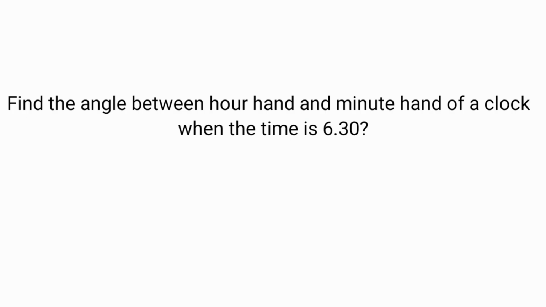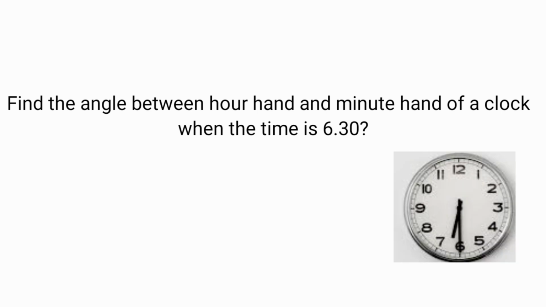So let's get started. Our first question is, find the angle between hour hand and minute hand when the time is 6:30. You can solve this question in just 1 or 2 seconds. So I will explain to you the shortcut. At 6:30, we know that both the hands of the clock, that is hour hand and minute hand, will be pointing towards 6. There will be slight deviation, but still both the hands will be pointing towards the same number.